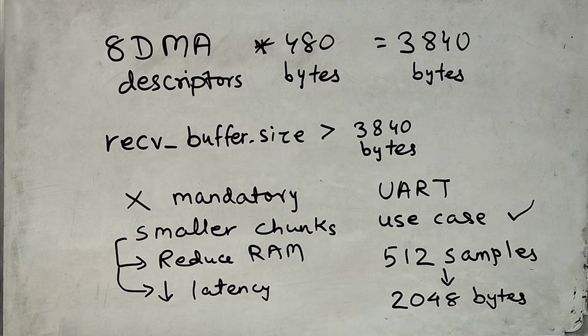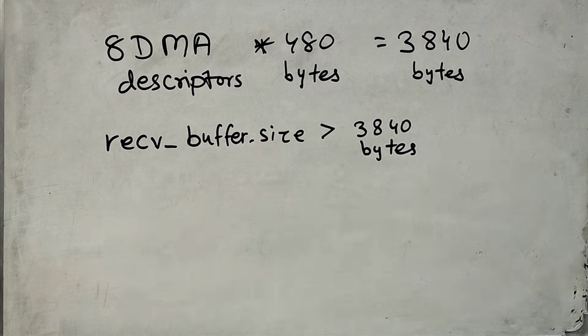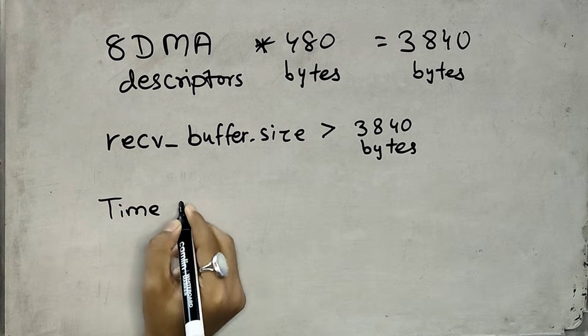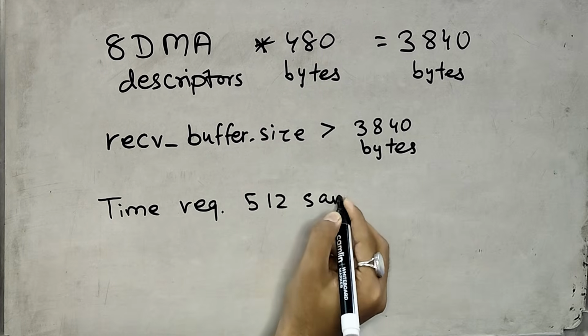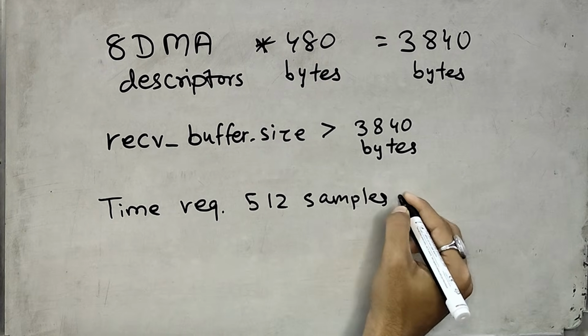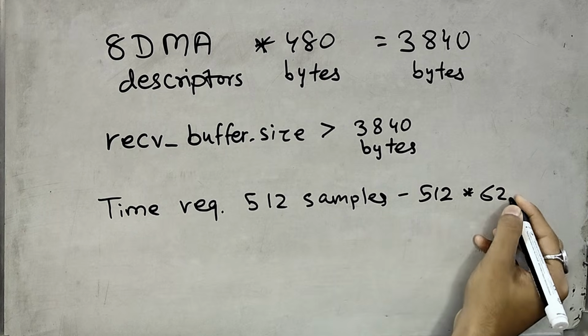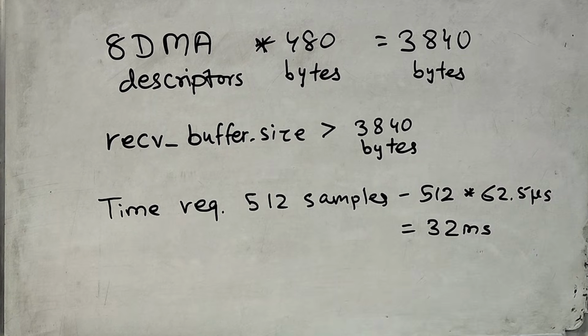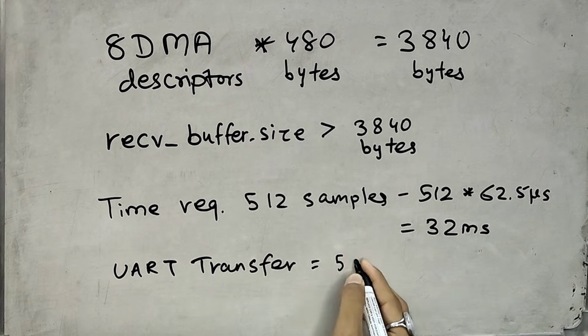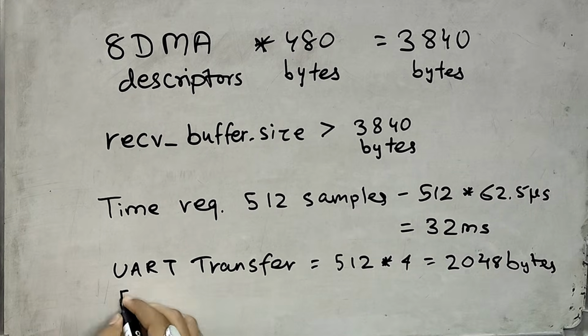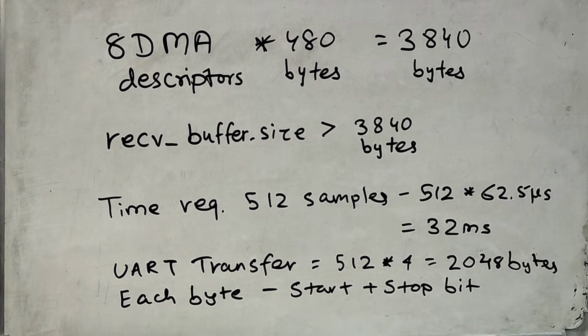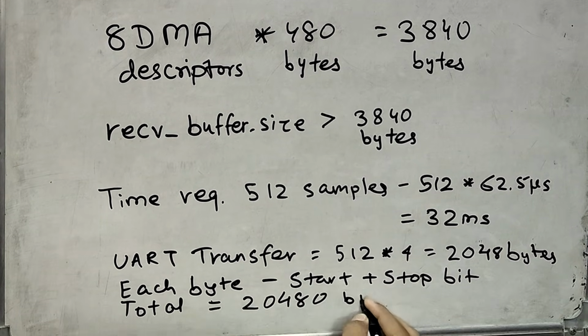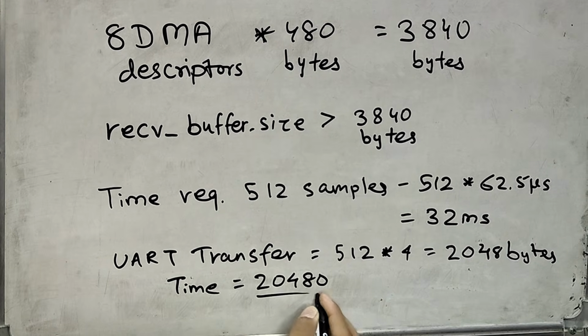So until 512 samples are accumulated, code will block inside the while loop. The time required to collect 512 samples at 16 kHz sample rate is close to 32 milliseconds. After that, UART kicks in and we are transmitting 512 samples, so that is 2048 bytes per chunk. At a baud rate of 921,600 and including the start and stop bit, this takes roughly 22 milliseconds.